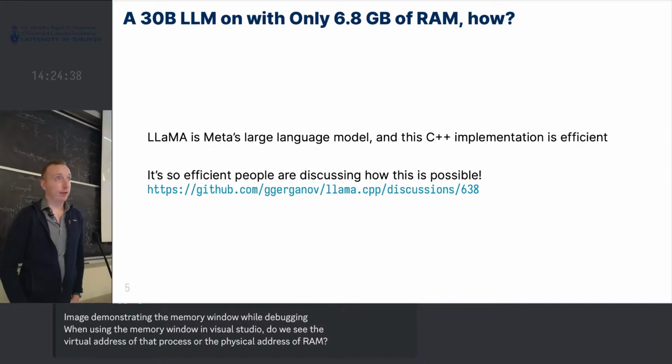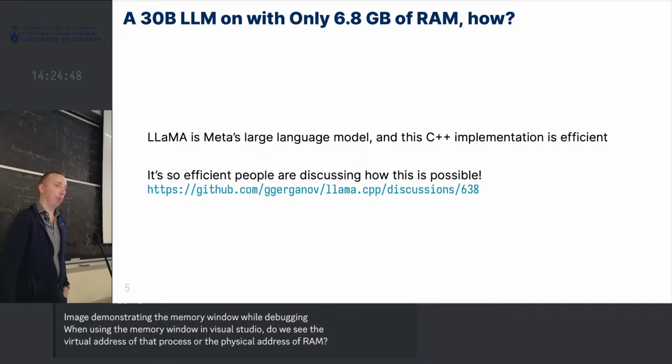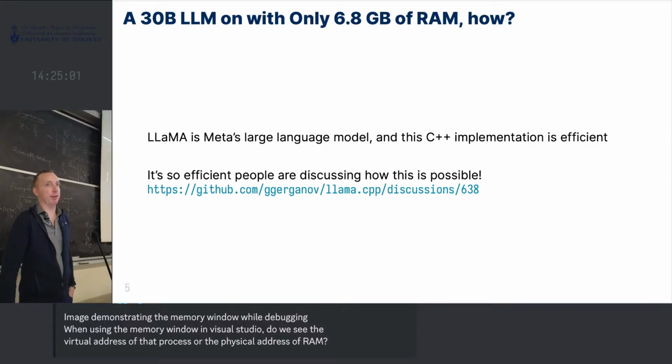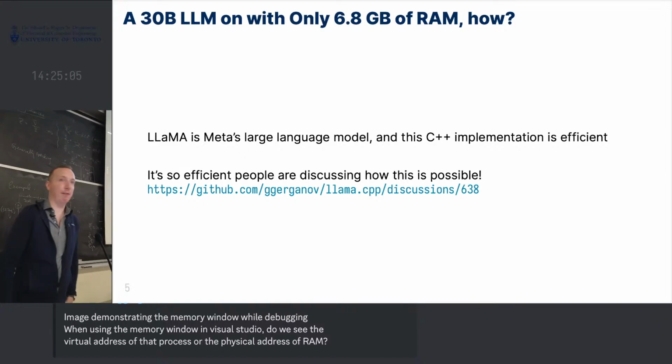So large language models, very large, so like 30 billion parameters, and the model itself is like 20 gigs. And on some C++ project, they're like, oh, well, I have this 20 gig model, but I only need 6.4 gigs of RAM. How is this possible? And so efficient, people were discussing it on the GitHub and saying, oh, how is this ever possible?